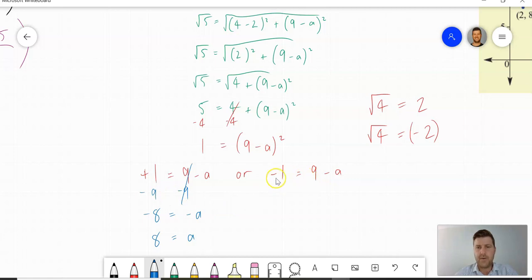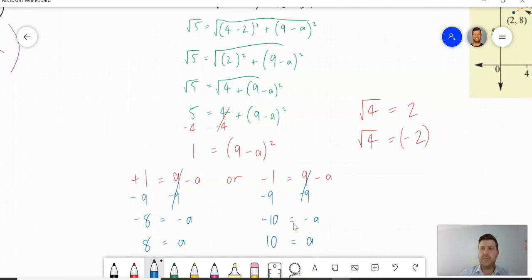And over here, I'm going to do the same thing. To get rid of the 9 from the right-hand side, I'm going to take 9. Again, I need to do that from both sides. So minus 1 take 9 is minus 10. Minus 10 is equal to minus a. Cancelling those negative signs out, I'm left with 10 equals a, or a equals 10. You may think, why do I have two solutions? So the distance, square root of 5, between those 2 points could be, a could be equal to 8, or it could be equal to 10.